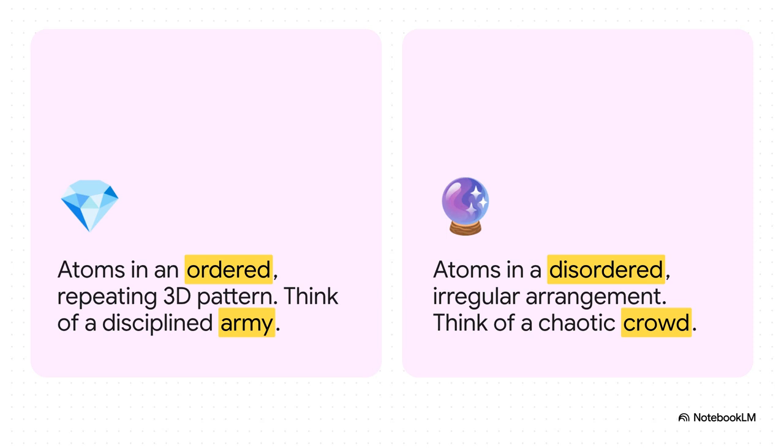A crystalline structure, that's like a disciplined army, with every single atom in a perfect repeating line. That incredible order is what gives stuff like metals and diamonds their strength. An amorphous structure is the total opposite. It's a chaotic crowd at a concert, no pattern, no order at all. Glass is the perfect example of an amorphous solid.